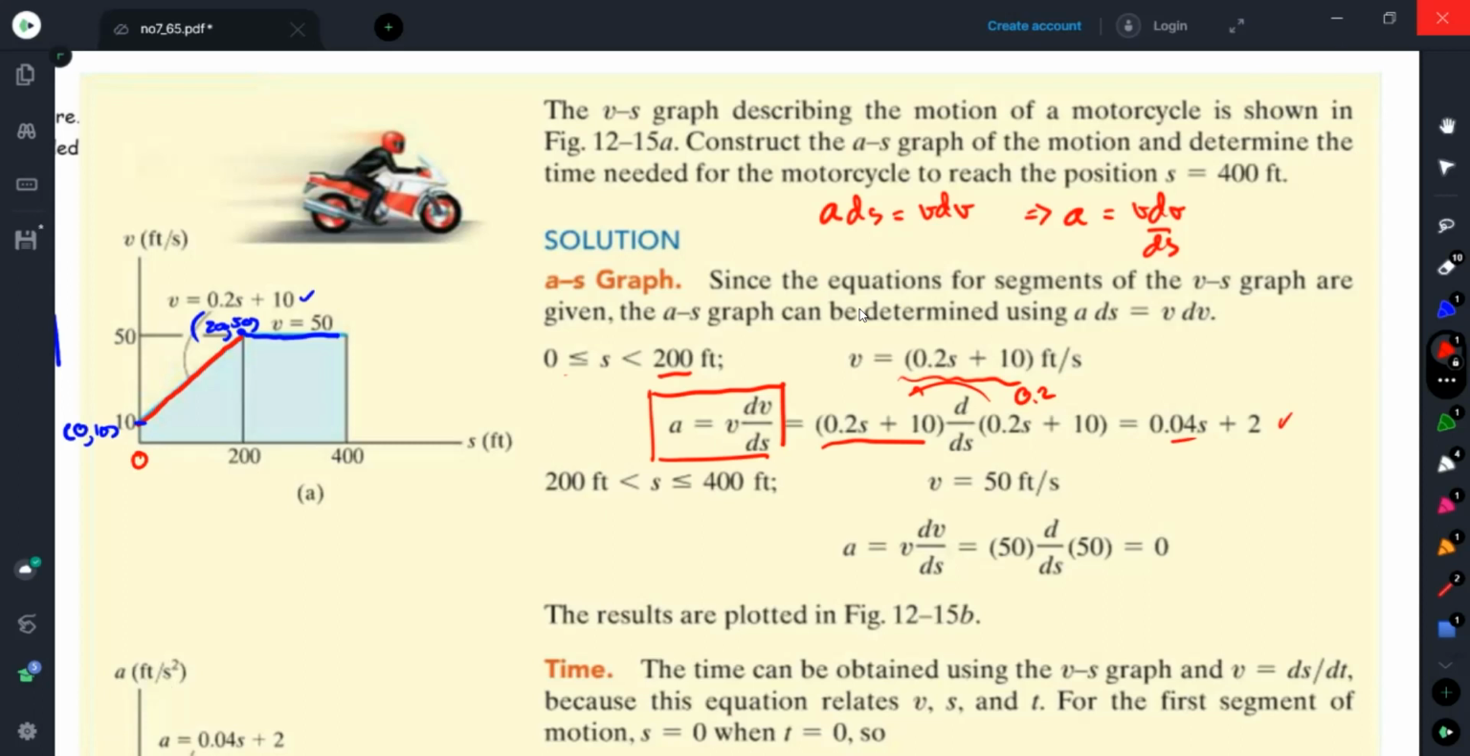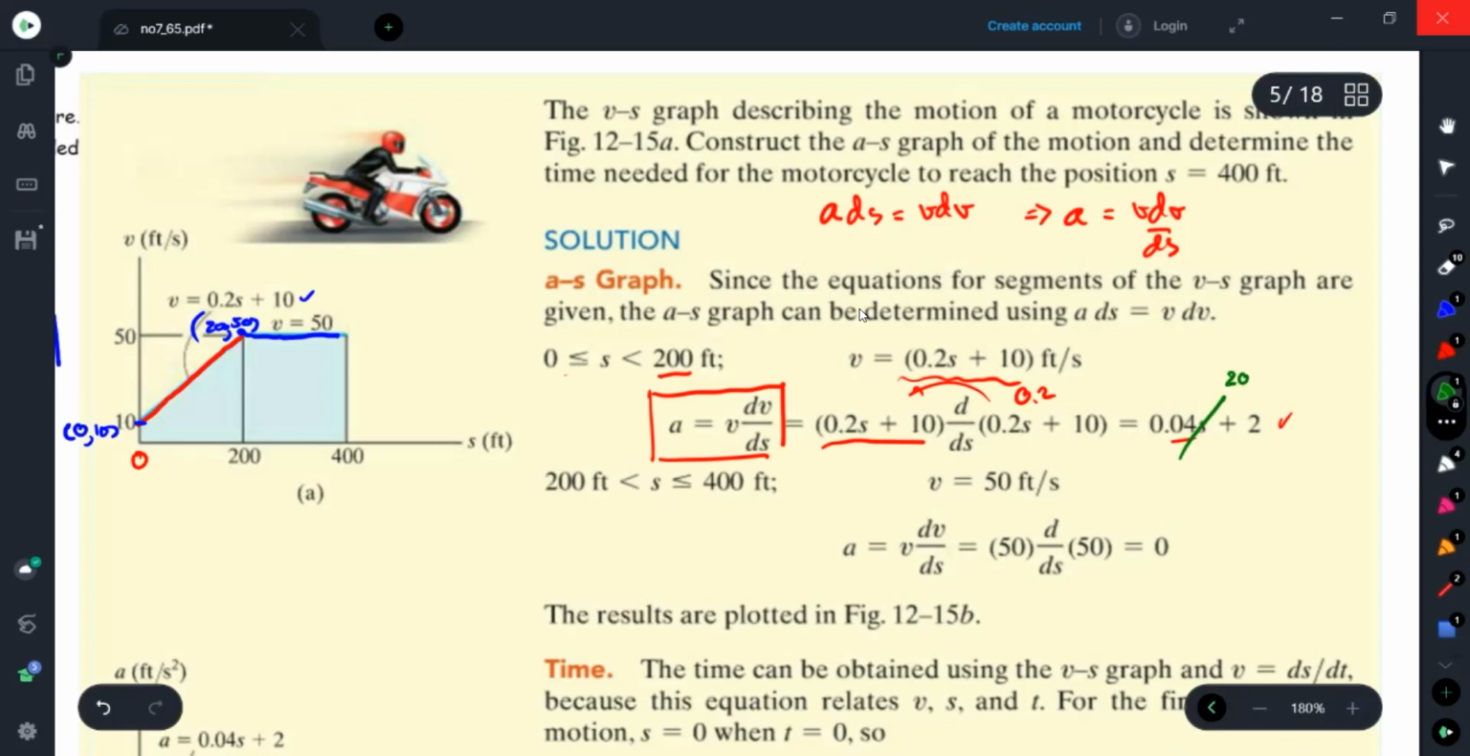For the case when s is equal to 200, the velocity becomes 50.